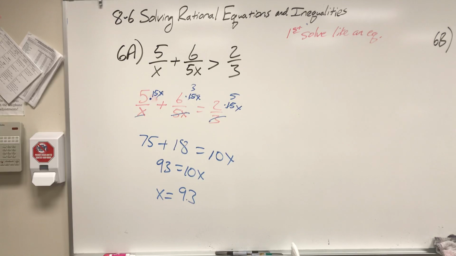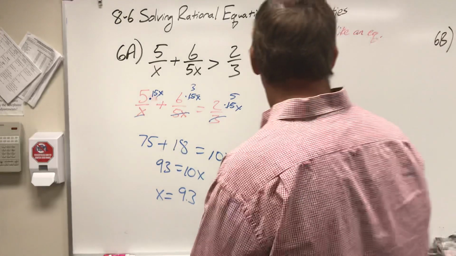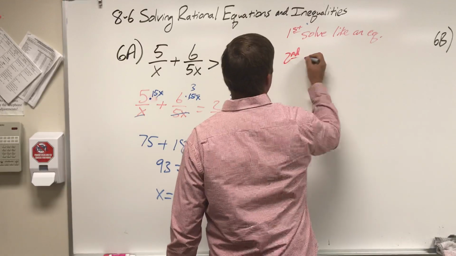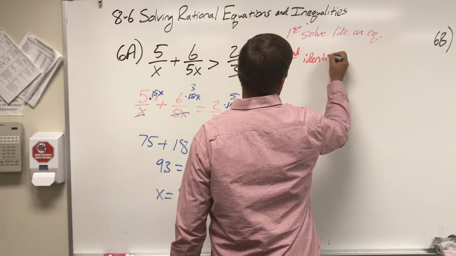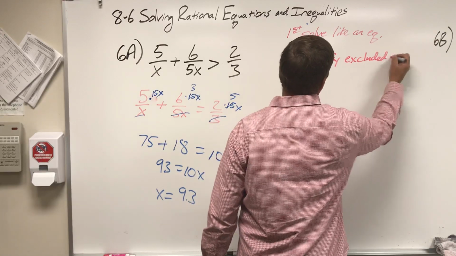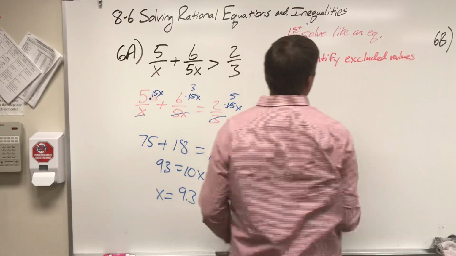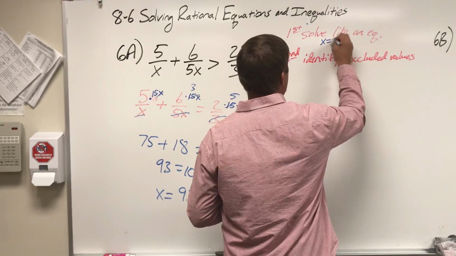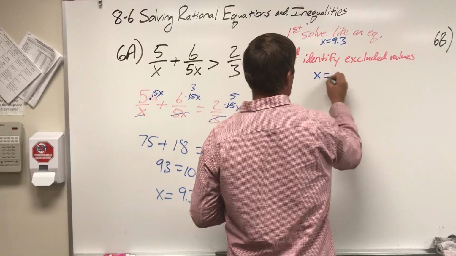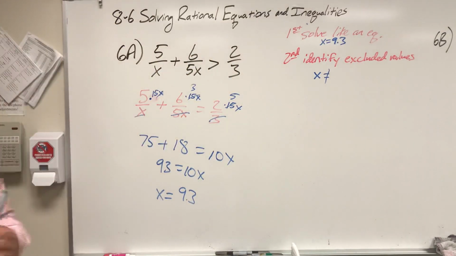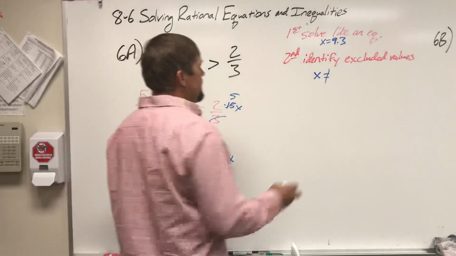All right, now here's the second step. The second step is to identify the excluded values. The first step we got x equals 9.3. The second step we're going to find the excluded values. What values of x make the denominator 0? And that would be 0.